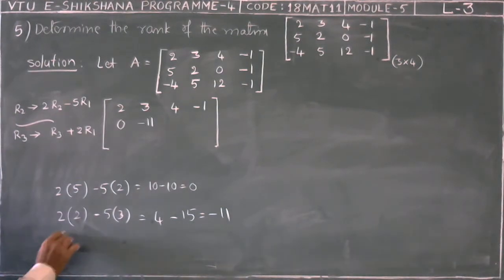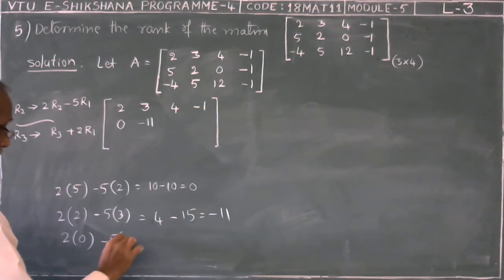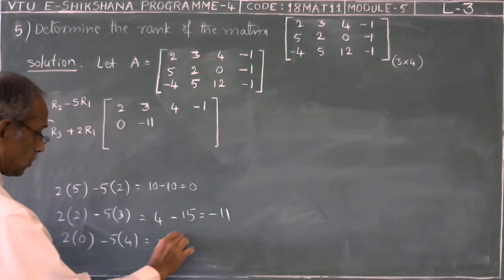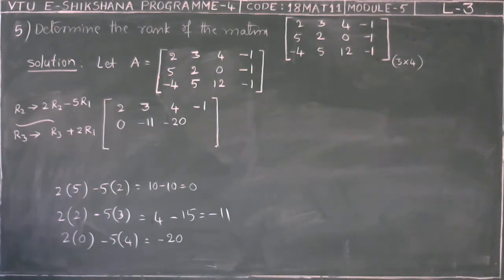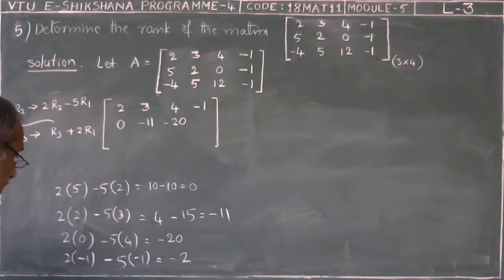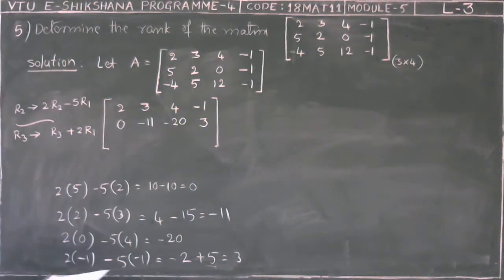Then the next element: 2 times 0 minus 5 times the corresponding element in R1, so 0 minus 20. So this is minus 20. Then the next element: 2 times minus 1 minus 5 times the corresponding element minus 1. So this is minus 2 plus 5, which is plus 3.